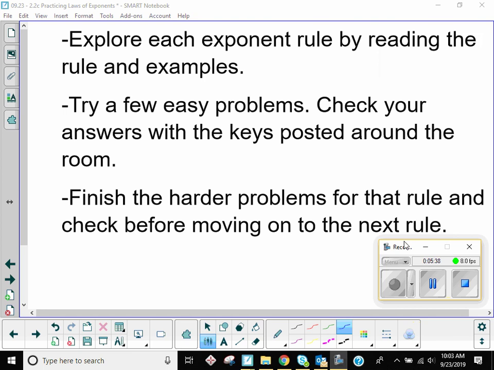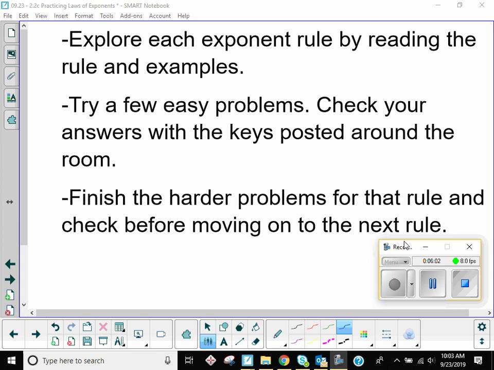You have 3 new ones that we didn't talk about on Friday, right? So you're going to be exploring them on your own. Try a few of the easy problems on each page, like the first row of problems, for example, and then check your answers with the keys posted around the room. If you did all right, try the next few problems. They get a little bit harder as you go down the page before you move on to the next rule. So your goal is to complete the packet before you leave here today.